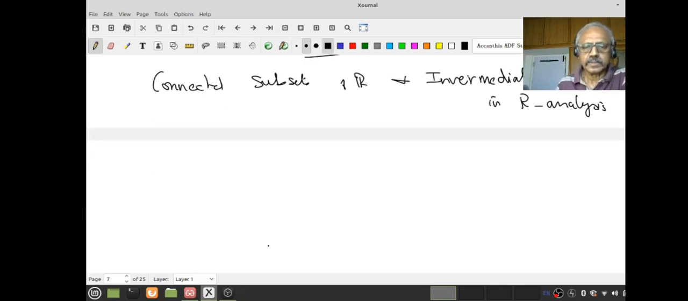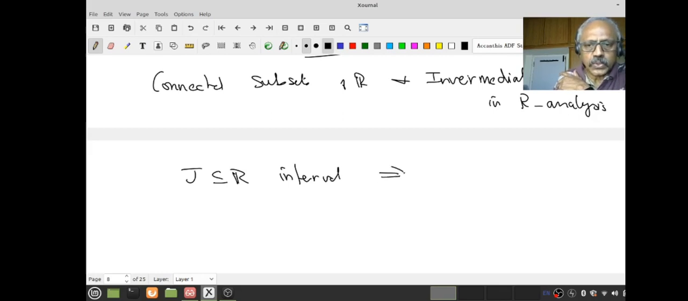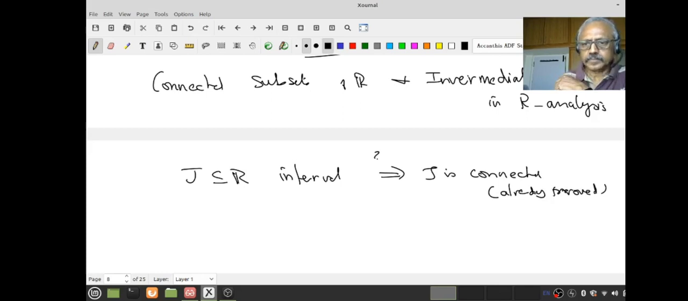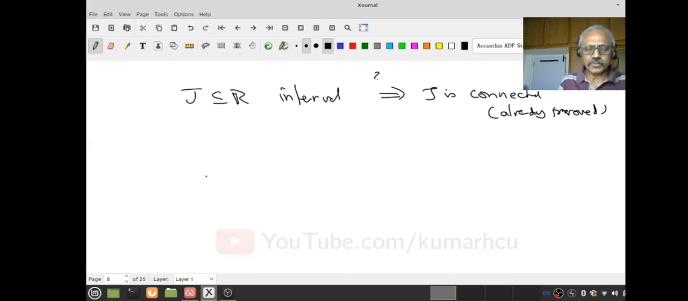Okay, what is the relation between them? Let us go slow. Suppose J is an interval, and I want to show J is connected. We had already shown that, already proved. We just want to do it. So let us look at our connectedness characterization.